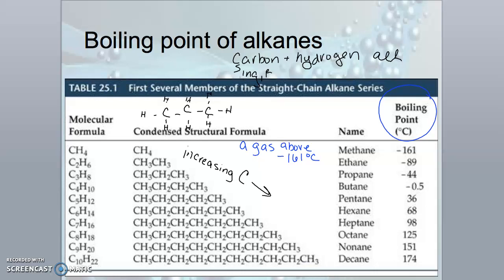So just wrap your mind around this. The boiling point for methane is minus 161 degrees Celsius. Well, room temperature is about 20 degrees Celsius. So at room temperature, methane's a gas. We don't get into the liquid state until pentane here. That has a boiling point of 36 degrees Celsius.